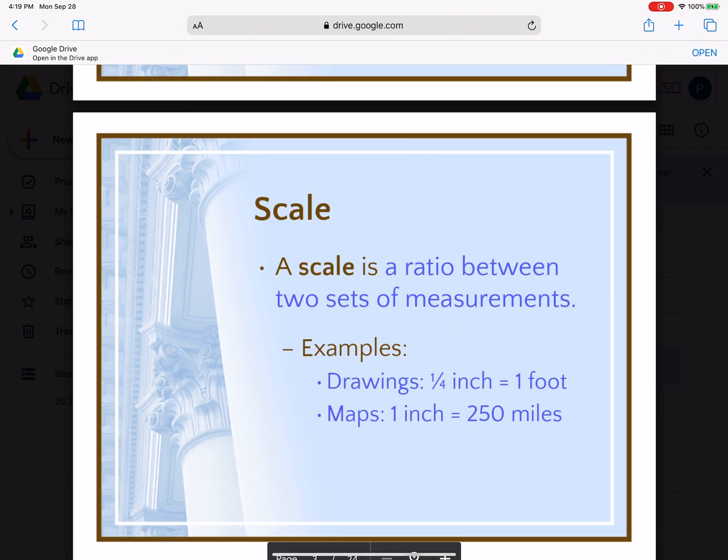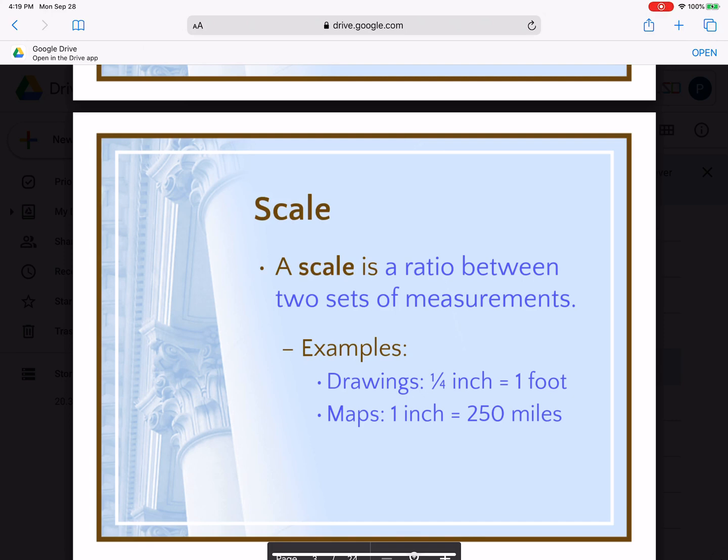Scale. Scale is a ratio between two sets of measurements. For example, if I'm looking at a drawing and I say that the scale is 1/4 of an inch equals 1 foot, that means that every quarter of an inch on that drawing is equivalent to 1 foot in real life. If I'm looking at a map, you've probably seen a scale on a map, okay?